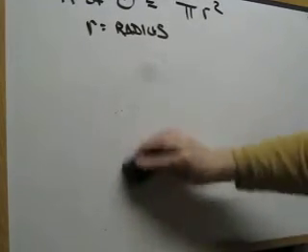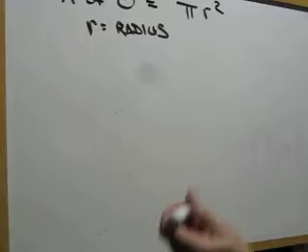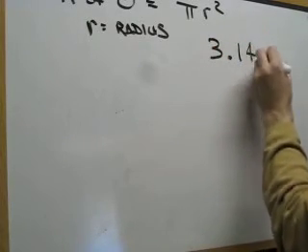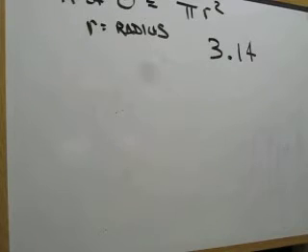Pi is a number. It never changes. For our purposes, we're going to make it 3.14. That number is always 3.14, yet it is a decimal, and that decimal does go on and on and on. It doesn't just stop at 3.14. But for what we're doing here, we're just going to leave it at 3.14. So every time you see pi, put 3.14 down and go ahead and multiply.